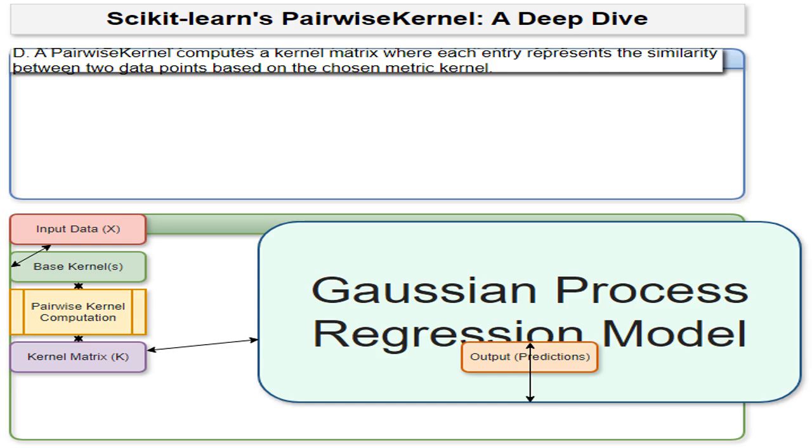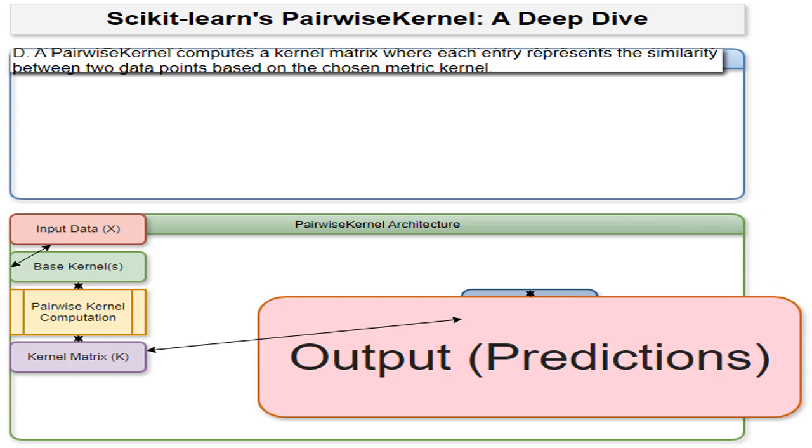The kernel matrix, K, forms the input of the Gaussian-process regression model. This model uses the relationships captured in the matrix to make predictions. It's like using the flavor relationships in the recipe to predict the final dish's taste. Finally, after the Gaussian-process regression model does its work on the kernel matrix, I get predictions. It's like getting the final dish after using all the pairwise relationships, similarities of the ingredients to predict the overall flavor and texture.